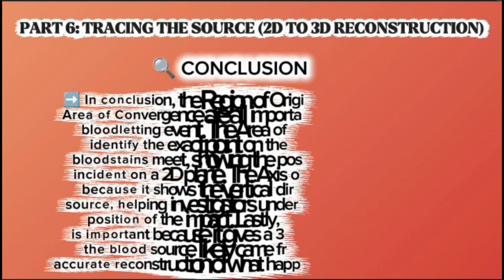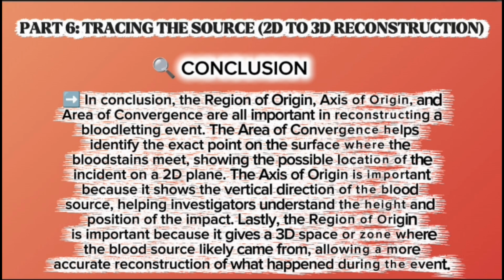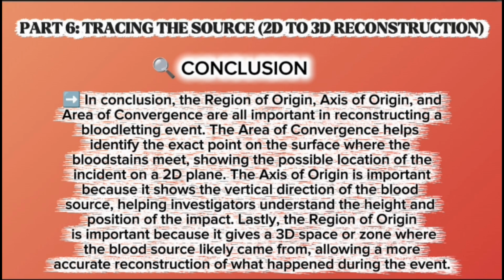In conclusion, the region of origin, axis of origin, and area of convergence are all important in reconstructing a bloodletting event. The area of convergence helps identify the exact point on the surface where the blood stains meet, showing the possible location of the incident on a 2D plane, and the axis of origin is important because it shows the vertical direction of the blood source, helping investigators understand the height and position of the impact.